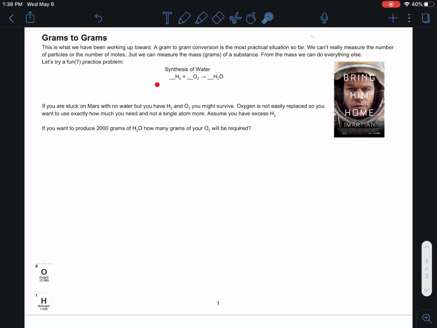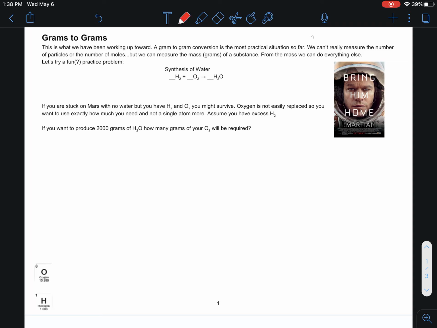You can see our synthesis of water equation up here. Water is the product. Oxygen is one of the reactants. For the sake of this, we're not going to worry about hydrogen. We're going to assume we have plenty of hydrogen. So hydrogen is in excess.